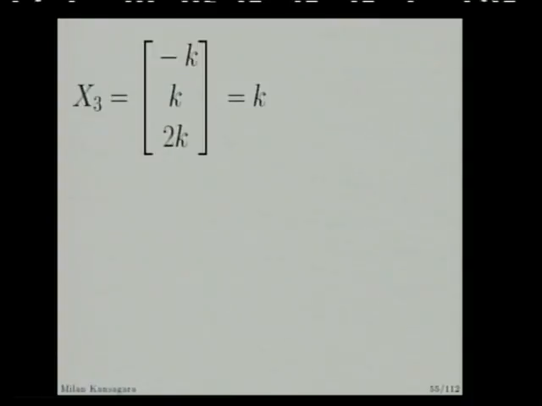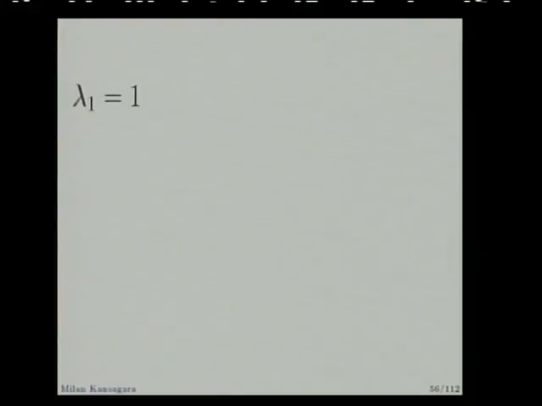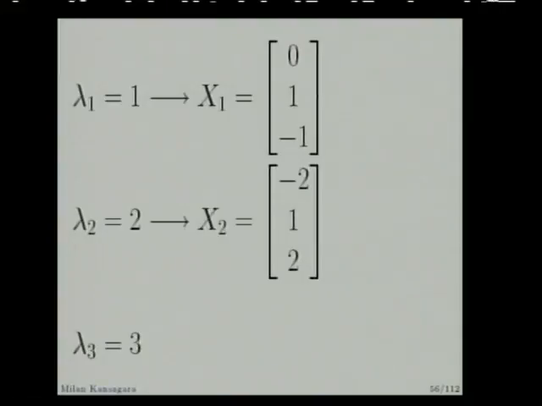Take k common, so it is minus 1, 1, 2. Again choose k is 1. So minus 1, 1, 2 will be the eigenvector. So corresponding to lambda 1 equal to 1, we get this eigenvector. Corresponding to lambda 2, we get this eigenvector. Corresponding to lambda 3, we get this eigenvector. So here the eigenvalues are different and the corresponding eigenvectors are also different.